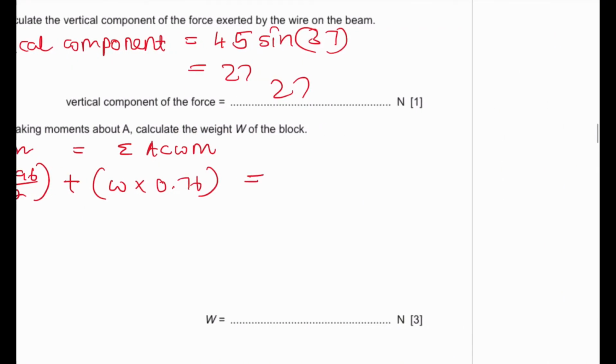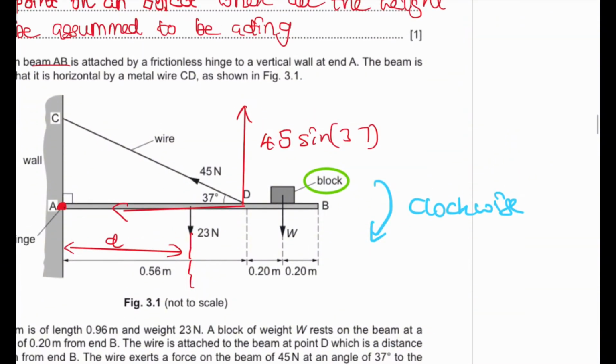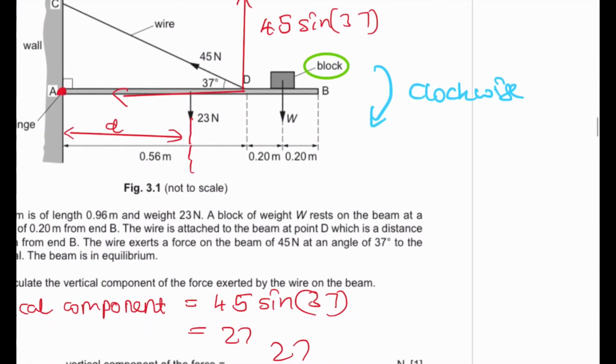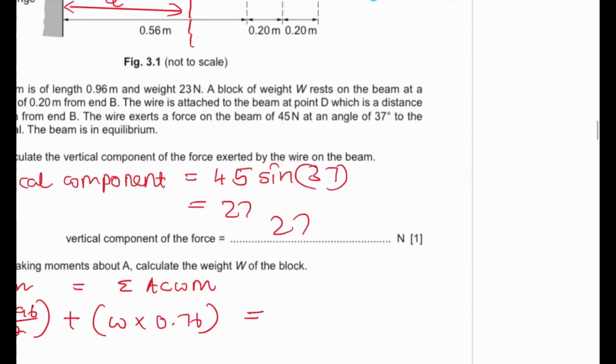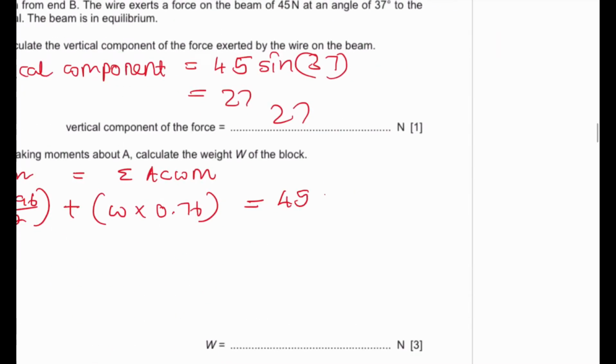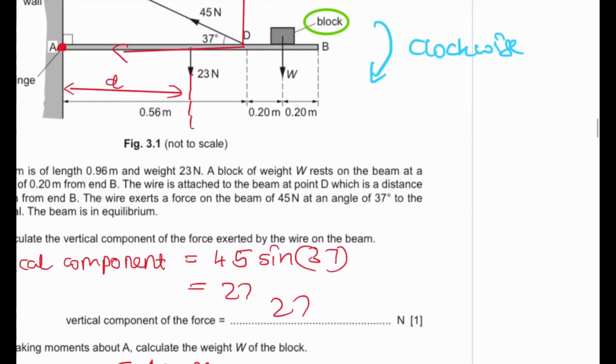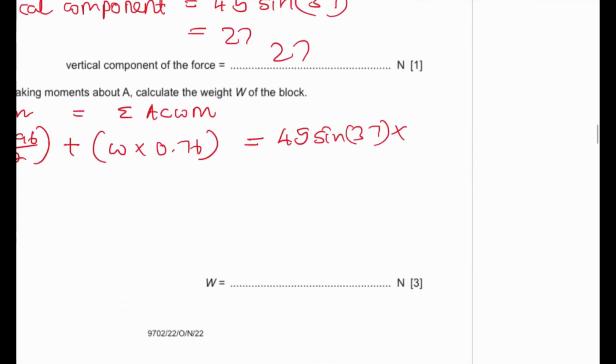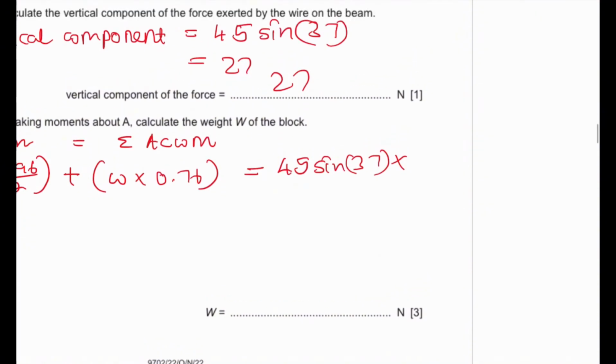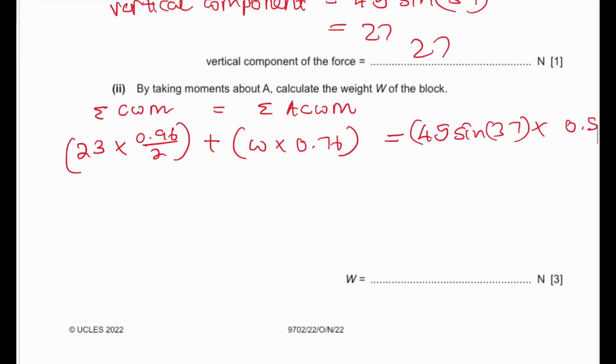And how do you find the anti-clockwise? Look at the force acting in the anti-clockwise direction. It's 45 sine of 37, so it's 45 sine of 37 multiplied by the distance from the pivot. What is that distance? It's actually 0.56. So how do you find the value of W?